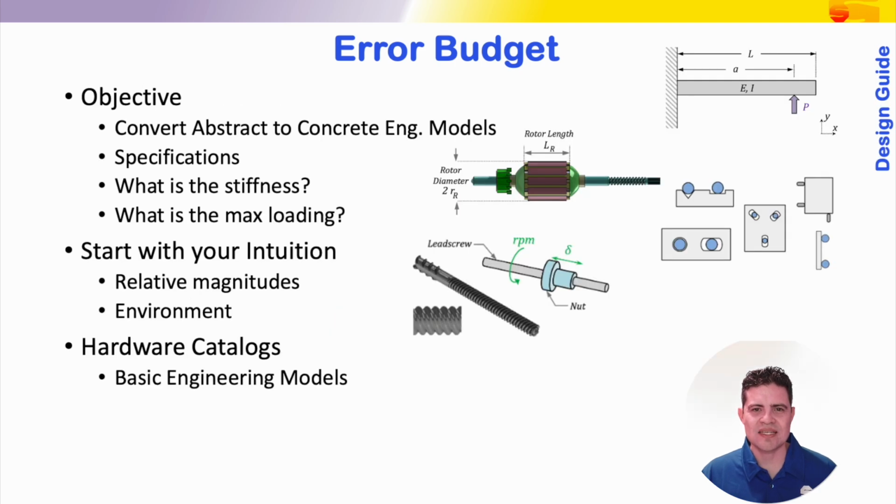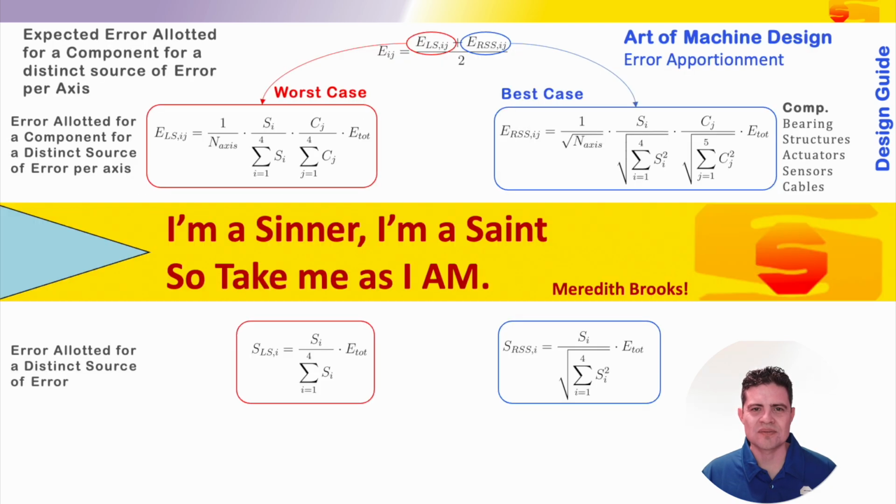The goal is to take that information that we get from how many micrometers you get per axis per component, and we develop a first order engineering model to determine if that's feasible using engineering catalogs. Now, in most cases, we're both a sinner and we're both a saint. So we do the calculation of somewhere in between, and that's what you see here.